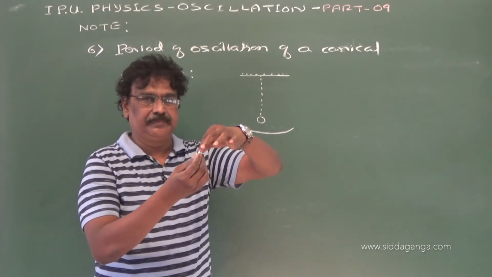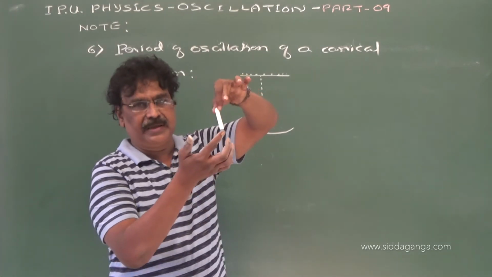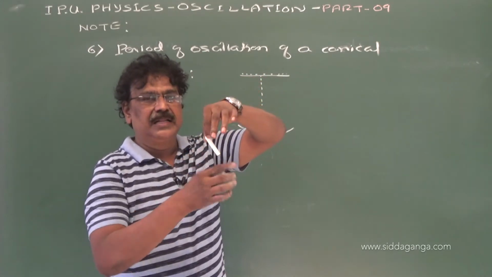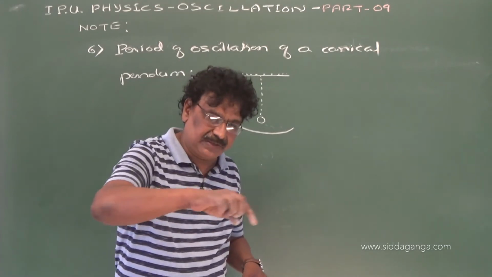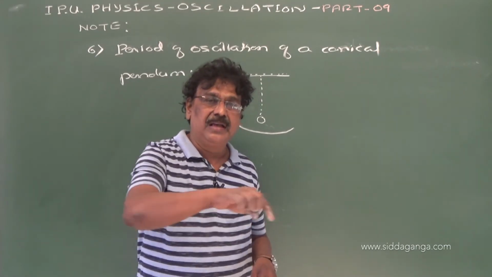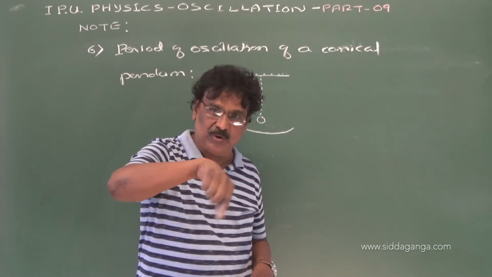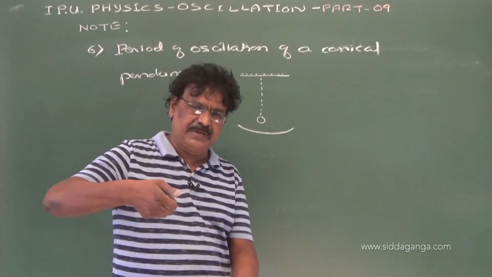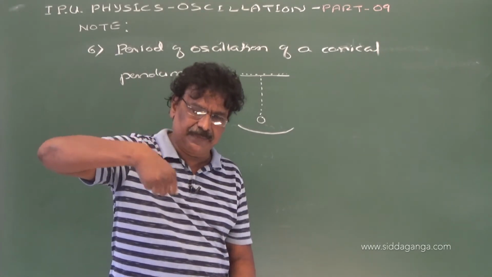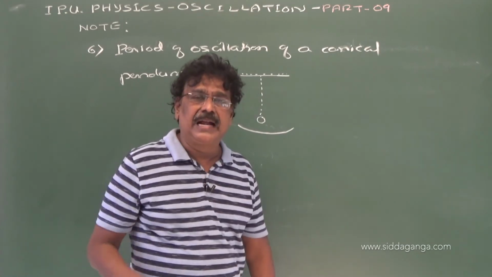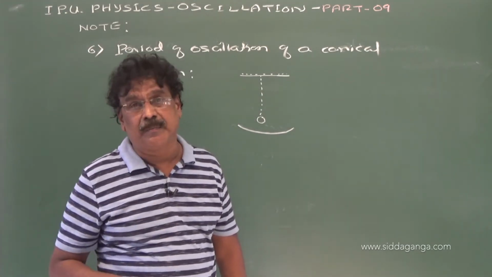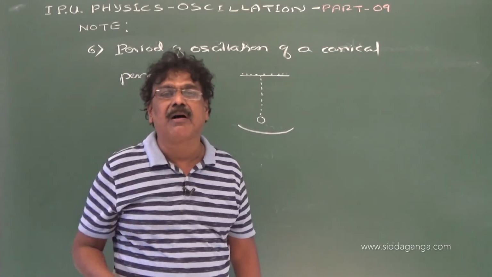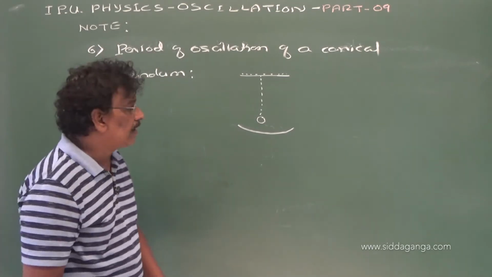But you see this one, this is the string, there is a bob here. When it is made in such a way that the bob executes circular motion, sometimes we all do that. Whenever we have an object tied to a string and one end of the string is held, we do like that only. That becomes a conical pendulum, because the string moves in the shape of a cone. That is called conical pendulum.